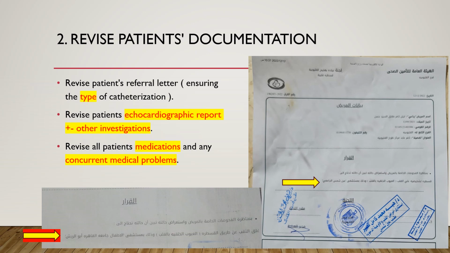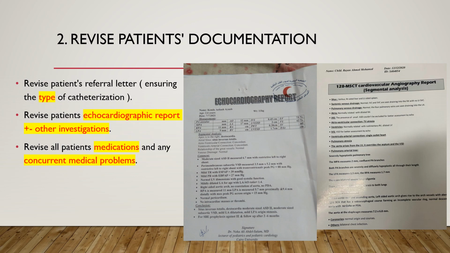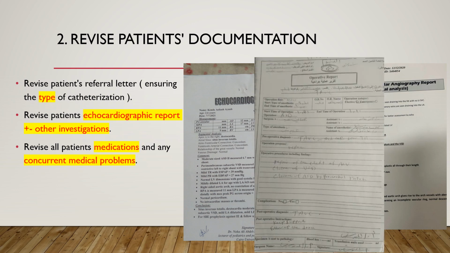Second, you have to revise patients' documentations. Please revise the referral letter, which states the type of catheterization for which the patient is referred, and also ensure that the patient is referred to our hospital. Revise the patient's echocardiographic report and other investigations that may include a multi-slice CT scan, a transesophageal echo report, and of course, if the patient has had previous operations, please ensure to be aware of all the previous operation details.